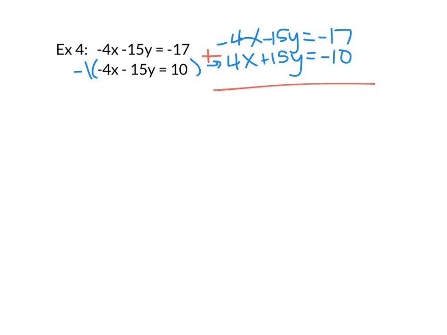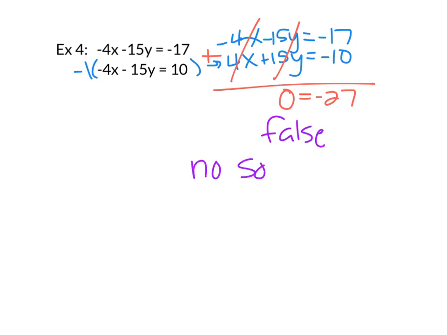Negative 4x and positive 4x cancels. Negative 15y, positive 15y cancels. I'm left with 0 on the left-hand side again. And on the right-hand side, if I add those, I will get negative 27. Again, I don't have any more variables, so I stop doing the problem. I look at what's left and decide if that's true or false. This is most definitely false, and that means I have no solution. So these two lines are actually parallel on our coordinate grid.